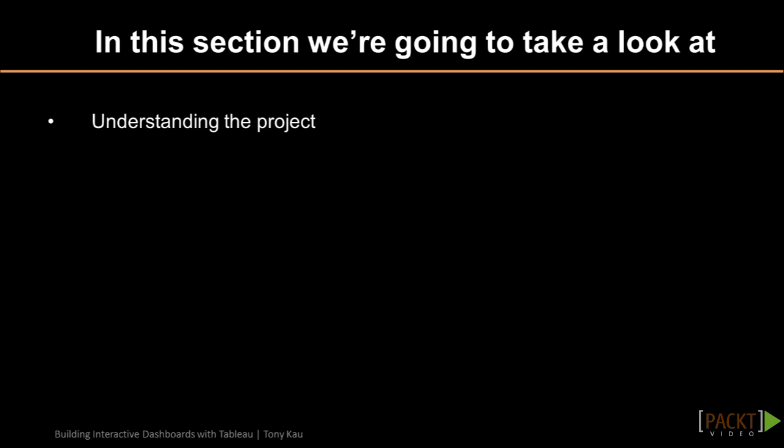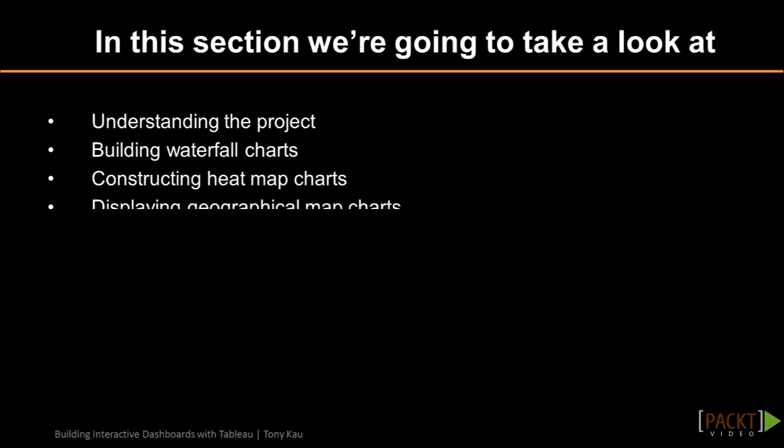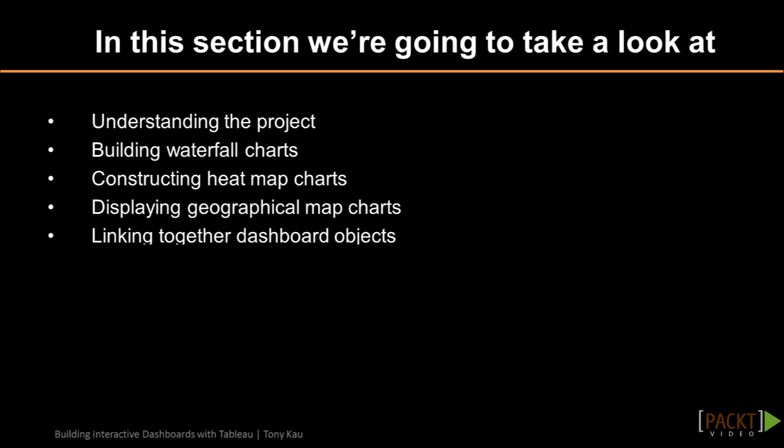We'll dive into 3 different visualizations that can help depict snapshot status and draw attention to important areas. Those are waterfall, heat map, and geographical maps. Finally, in the 5th video in this section, we'll use dashboard actions to link the objects together.